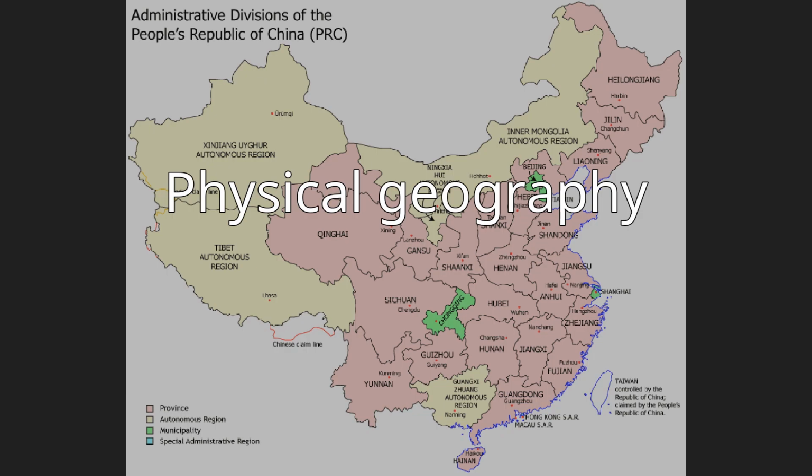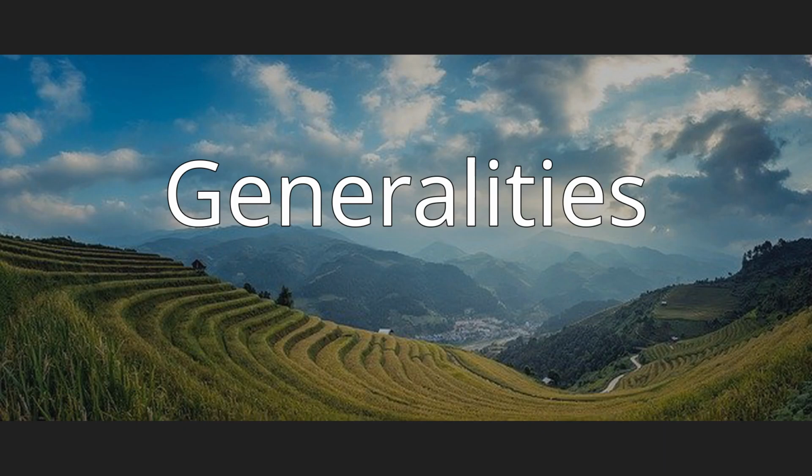Physical geography. Generalities. The topography of China has been divided by the Chinese government into 5 homogeneous physical macro-regions, namely Eastern China, subdivided into the Northeast Plain, North Plain and Southern Hills, Xinjiang Mongolia, and the Tibetan Highlands.